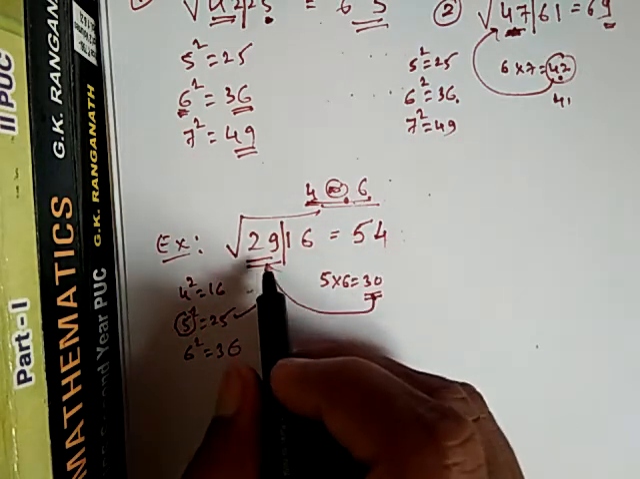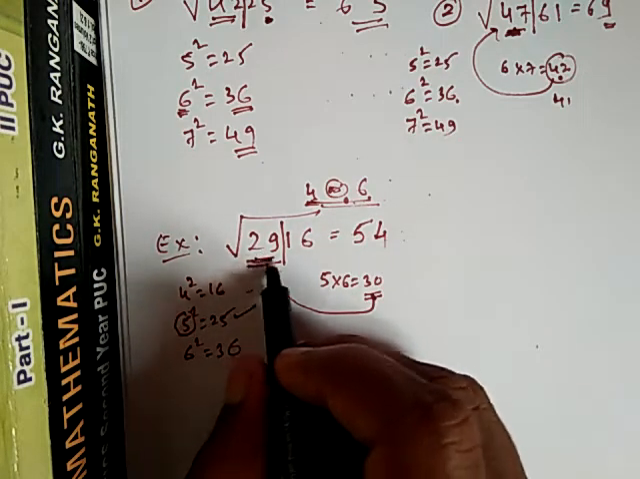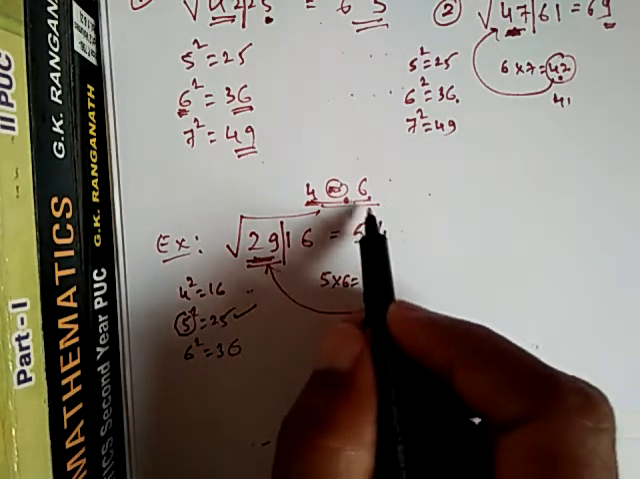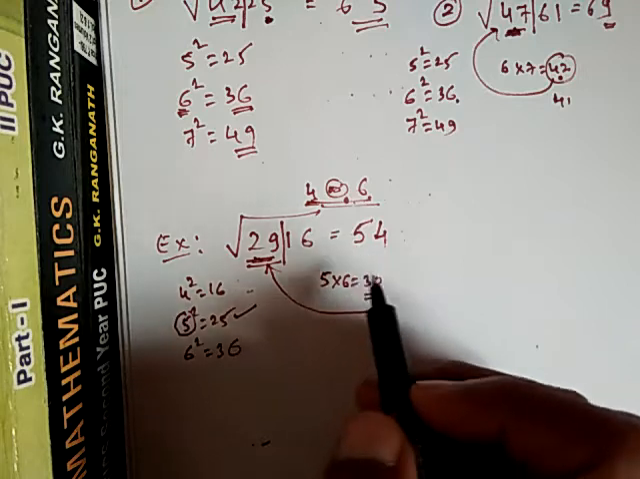Suppose 30 is smaller than this, or this number is greater than 30, then you have to take the bigger number here. So I hope you have understood.